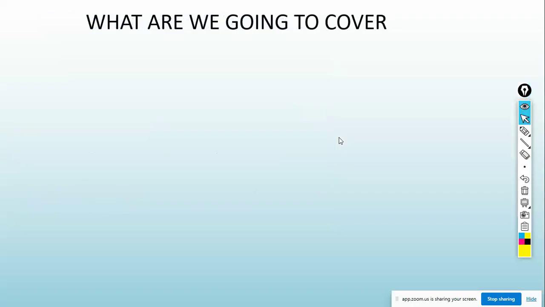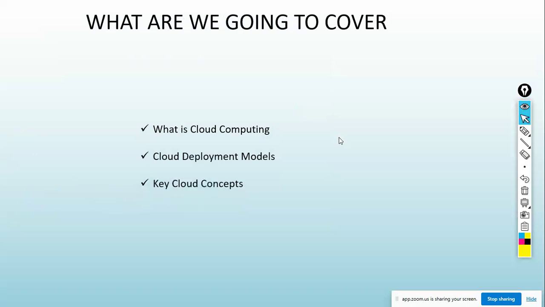So what are we going to cover? Here we are going to cover what cloud computing is, what the deployment models are, the concepts, and the service models. These are the four things that we are going to cover, and some examples of cloud computing.